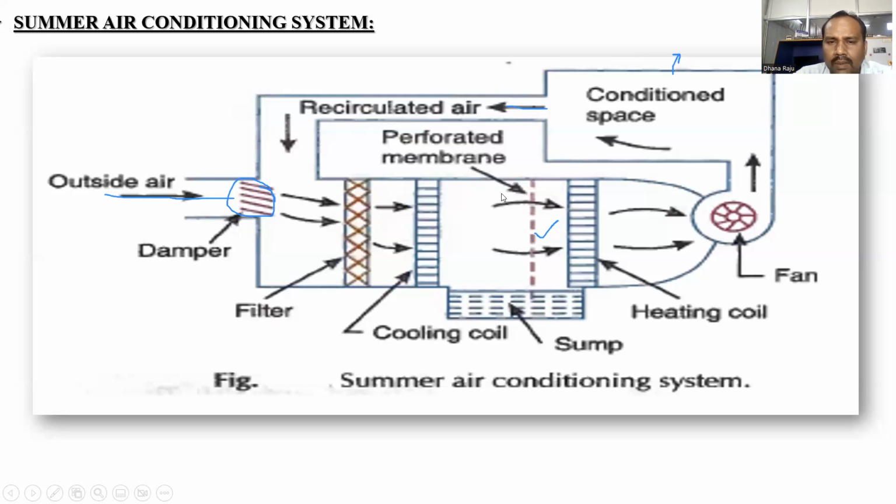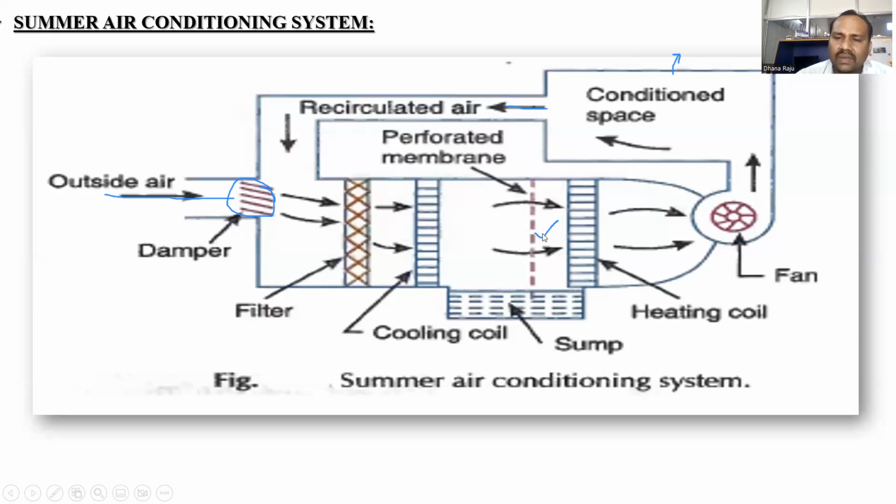Later it passes through the perforated membrane. The perforated membrane may be animal hair or horsehair, which is placed vertically in the flow of air. So when this cool air passes over the perforated membrane, it acts as a dehumidifier. The moisture present in the air gets condensed, and because of gravity it is collected at the base. For that we use a base to collect the condensate formed in the dehumidification process. Mostly we use a perforated membrane like horsehair or human hair as a dehumidifier.